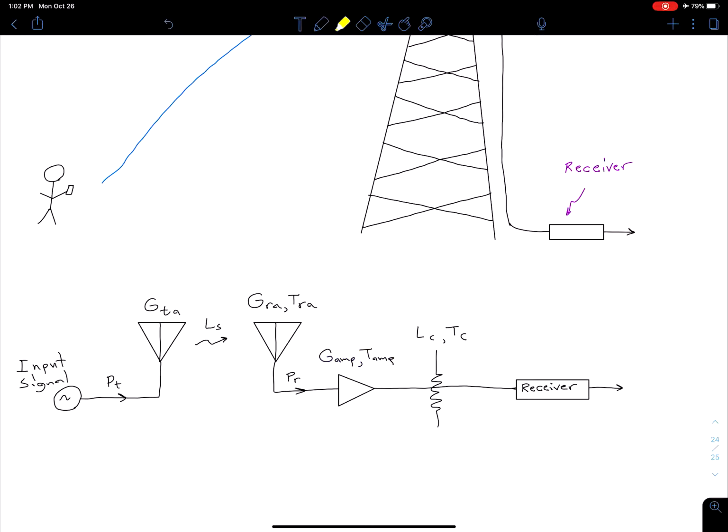Our cabling between the receiver and our low noise amplifier, we can represent as having some losses by this vertical resistor symbol here. We note that we have some loss ratio L sub C, and we can also correlate that to some effective input temperature T sub C. And so then the signal is going into our receiver.